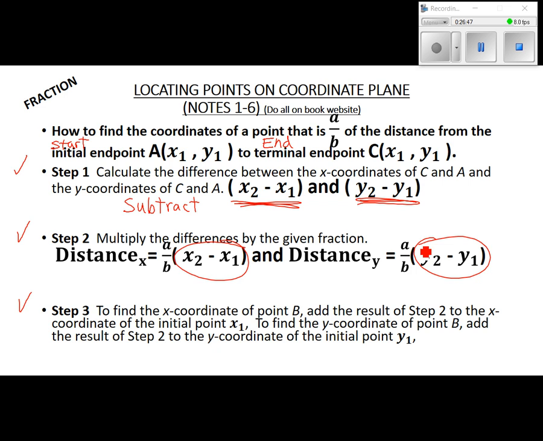The last thing, you're going to take your 2 answers that you got from up here, so that whole answer, and you're going to add it to the x that you started at. You're going to take this answer and add it to the y that you started at, and then it's going to give you an ordered pair. That's going to be the point that we're looking for. So you're going to have 2 different answers, an x answer and a y answer. Same steps that we did last time, it's just you have to do it twice for everything because you have x's and y's.